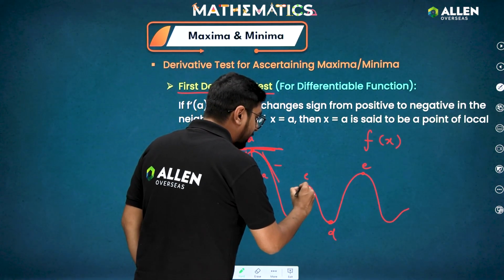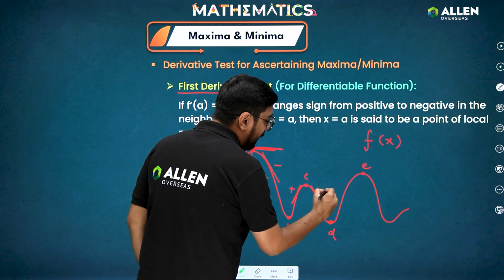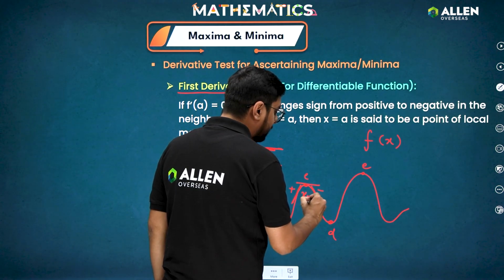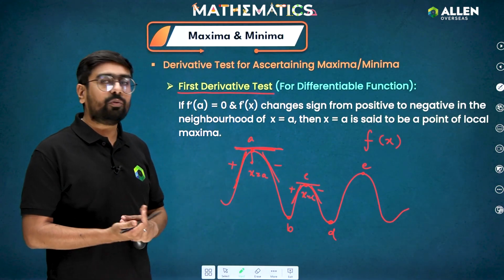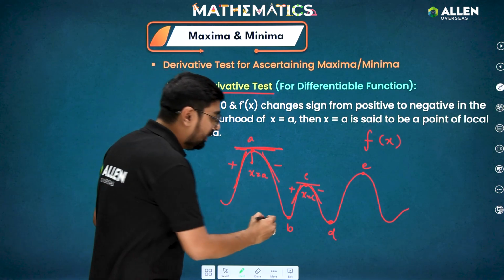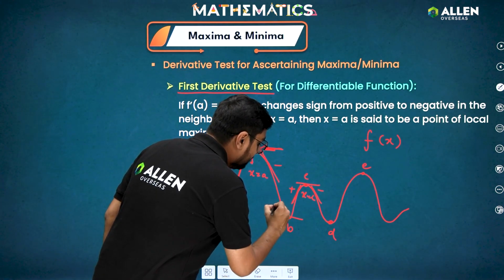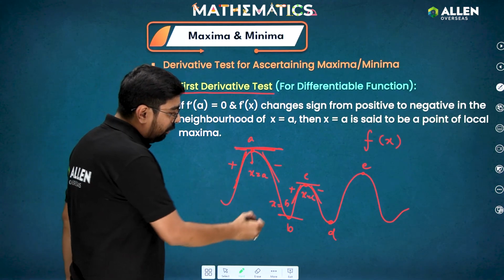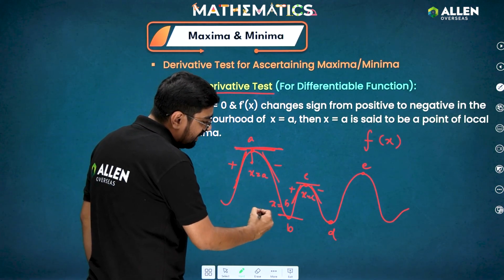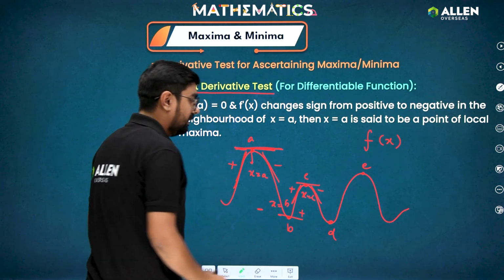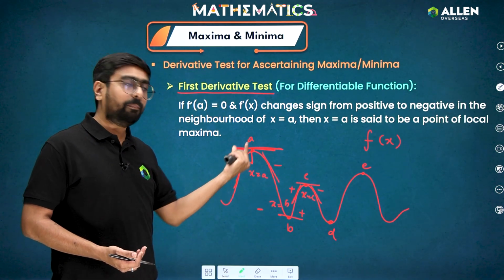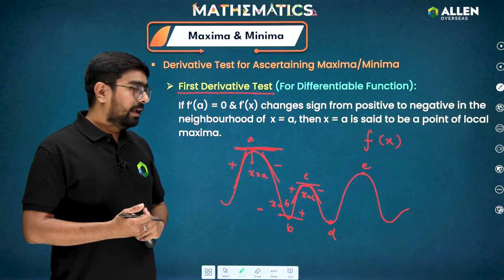Similarly over here, the sign is positive for the graph and then it is negative, and at x equal to c, f dash c is going to be equal to 0. Similarly over here the slope is going to be 0. This is x equal to b, but in the neighborhood of x equal to b, the sign of the graph is changing from negative to positive. But at x equal to a and x equal to c, the sign of the graph is changing from positive to negative.